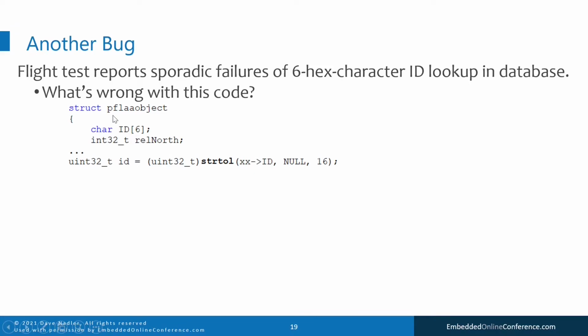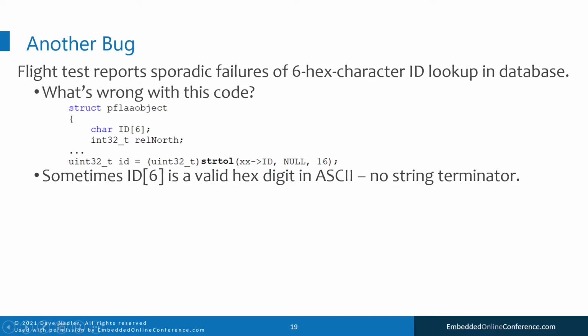We can see the ID was stored as a character array and periodically converted from the string to a long base 16 here. But if you look at this code, there's no terminator here. And 22 out of 256 possible values are valid hex digits in ASCII. So the lack of the string terminator causes this to sporadically return the wrong value.